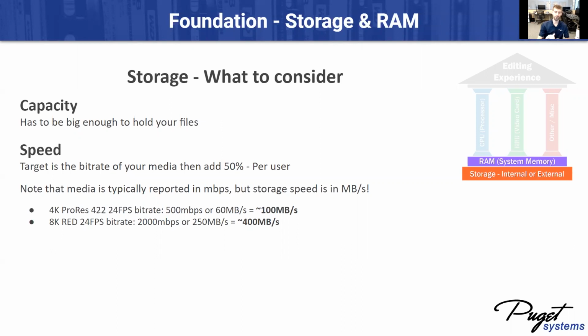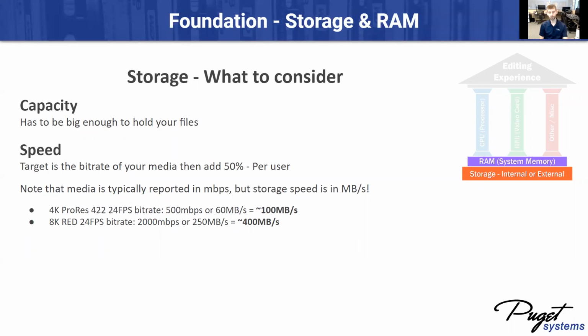So if your media is 400 megabit, that doesn't mean you have to have a 400 megabyte per second drive. It's a lot less. A couple examples here. 4K ProRes 422 is about 500 megabit or about 60 megabytes per second. Add that extra 50% to account for overhead and things like that. As long as your drive is about 100 megabytes per second, you're good, whether that's internal or external.